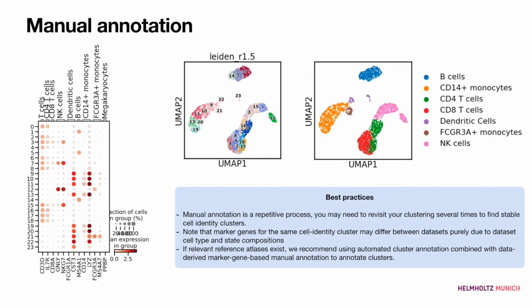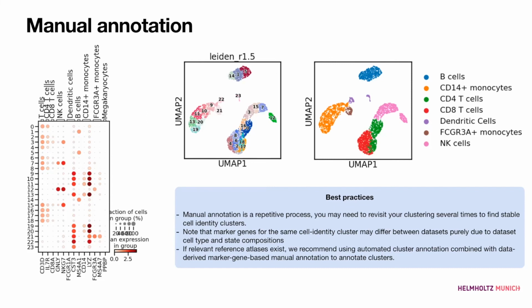Manual annotation is usually based on marker genes that you have from literature or that you know are relevant from previous experiments. Then you can look at a dot plot like the one shown on the slide to figure out which of the relevant genes are expressed in which clusters, to get a feeling for which clusters may represent which cell types. Like I mentioned before, this is quite a time-consuming process.